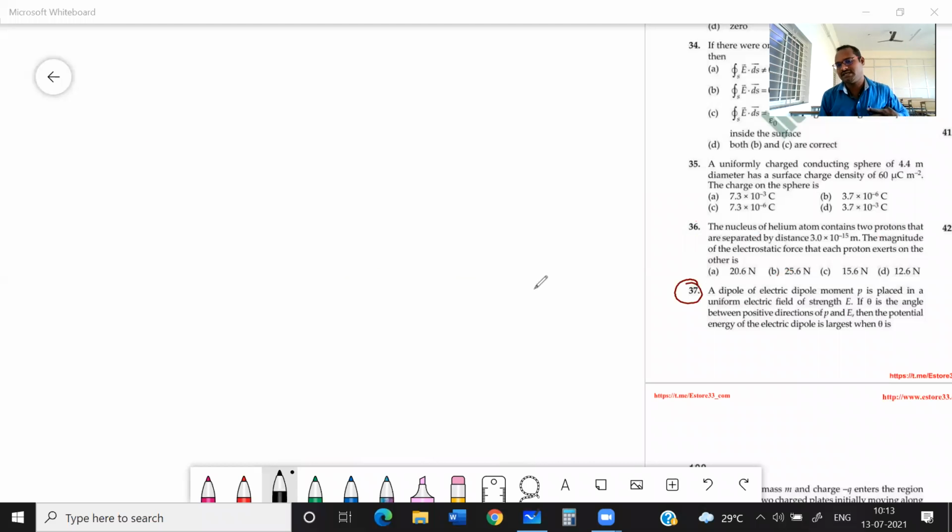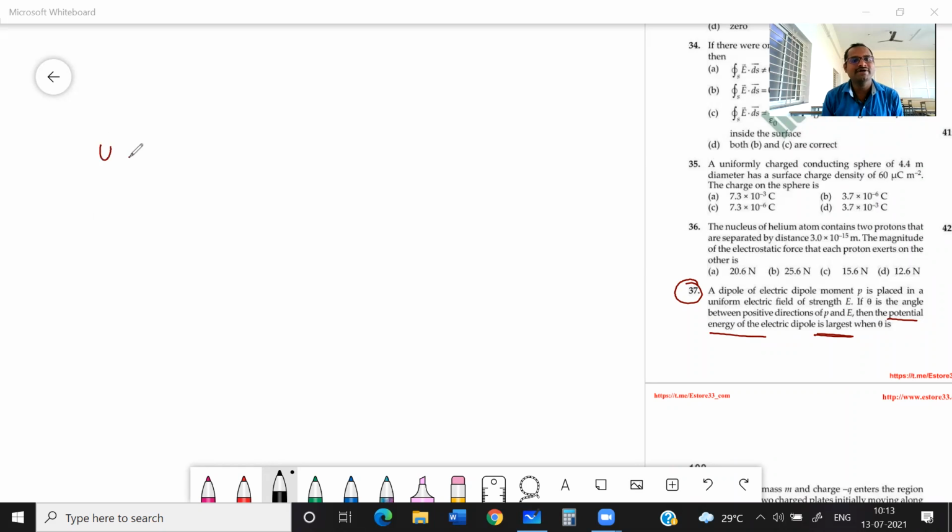See, students, here they have given a dipole moment P bar. A dipole of electric dipole moment P is placed in uniform electric field of strength E. If theta is the angle between positive direction of P bar and E bar, then the potential energy of the dipole is largest when theta is, then at what angle is the potential energy of the dipole maximum?